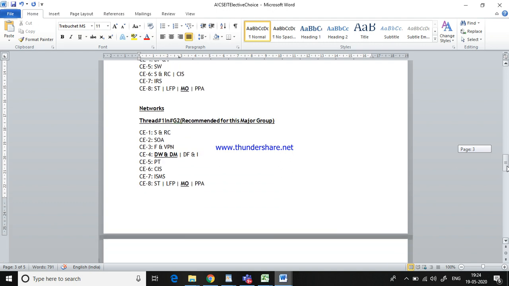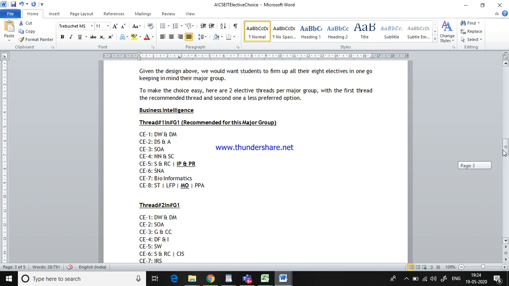So similarly, if a student chooses the recommended group, that is thread 1 in group 2, this is the networks group, so he chooses switching and routing concepts in the next semester as his core elective 1, then for the rest of the semesters he will be following these core electives. You'll see that electives like SOA are common to both the groups.